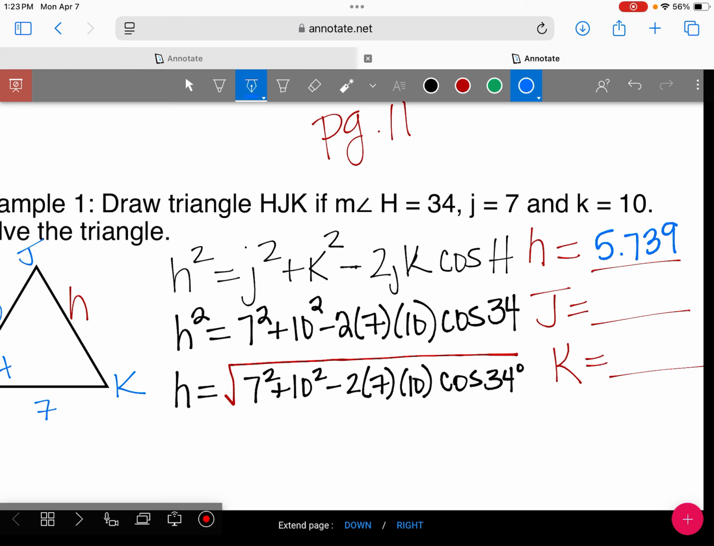You can check against mine. Did you get 5.739? Yeah, use that calculator. I have to look at yours later.